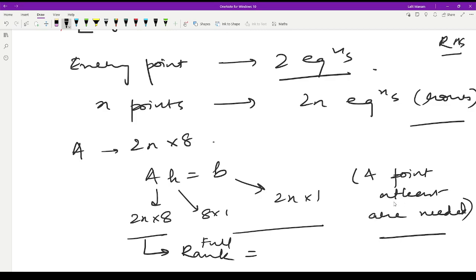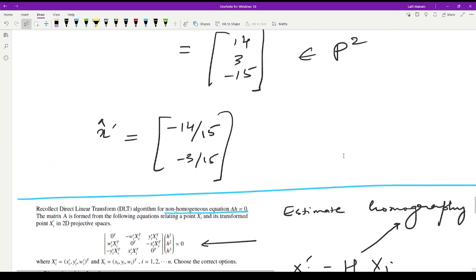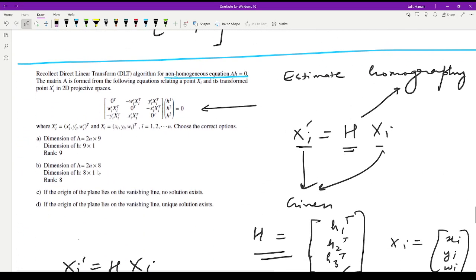So this counting argument is fine, right? You need 4 points at least. So n can be greater than or equal to 4, and it should be full rank so that you can solve it properly, else you won't have a unique solution. Full rank means the rank of matrix A should be 8. Given that, which one is the correct option? B, right? The dimension of A is 2n cross 8 and the dimension of H is 8 cross 1.